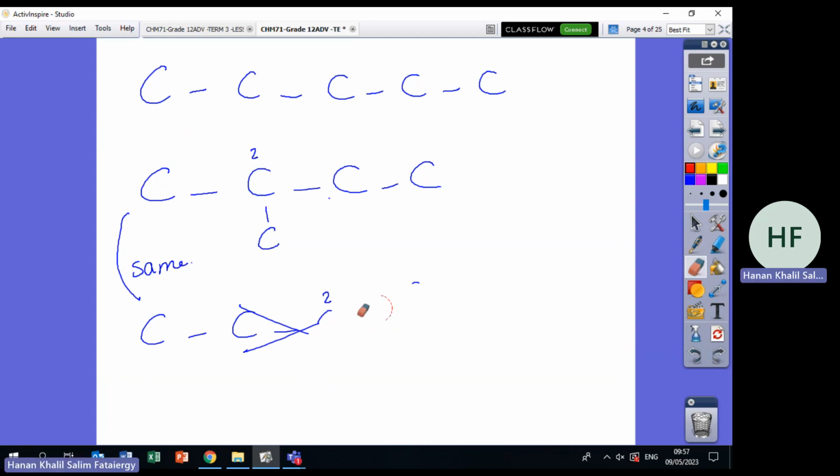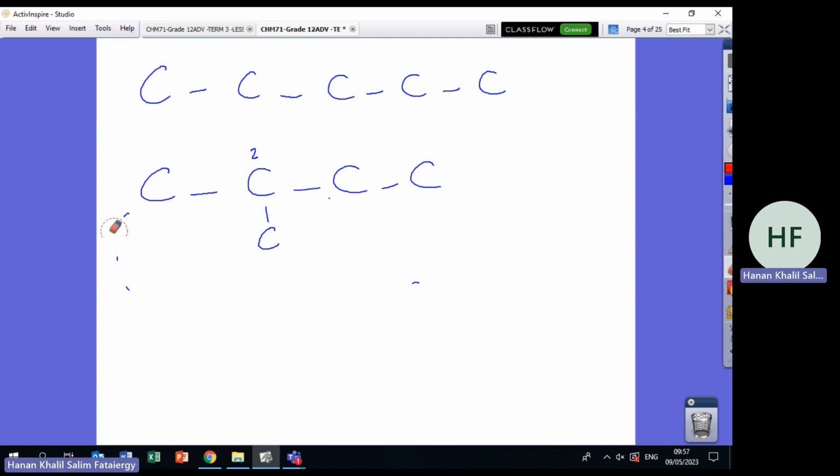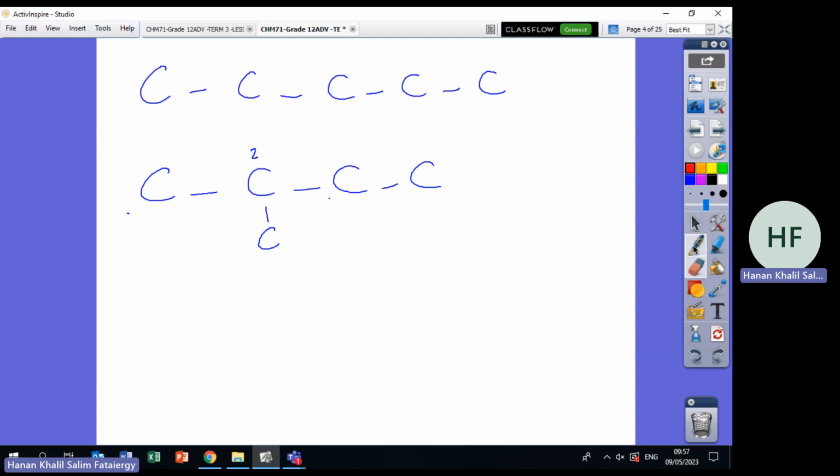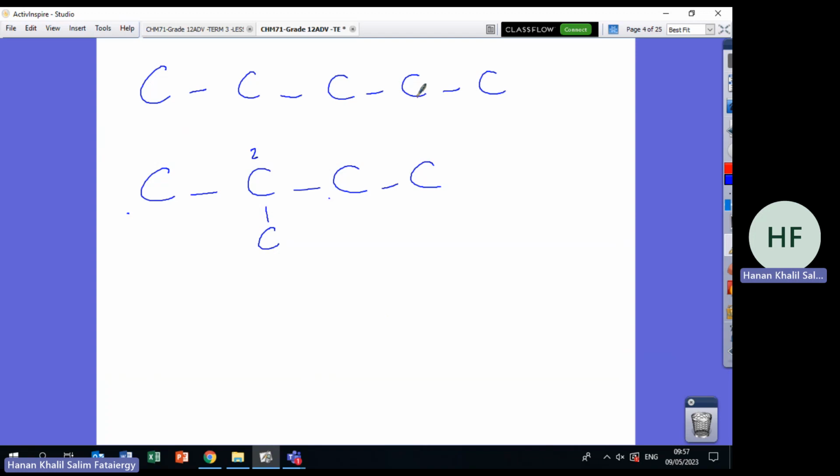How can I do another isomer for this? I can do two branches. If I have these 5 carbons and I convert some of them to branches, how much will be left from the parent? I will have 3 carbons in the chain, and the other 2 carbons I need to put as branches.